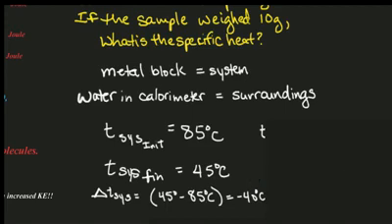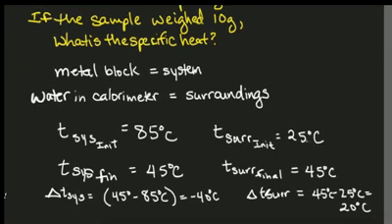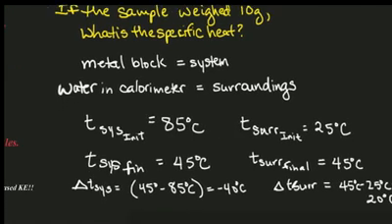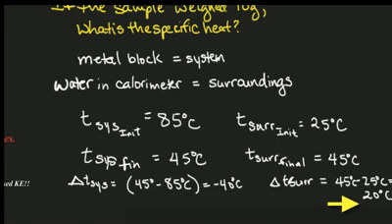And then if you look at the surroundings, which is the water in the calorimeter, the temperature was initially 25 degrees Celsius and then moved to 45 degrees Celsius. So if we want to calculate delta T there, you just do the difference between the two and you're going to get 20 degrees Celsius. All right?